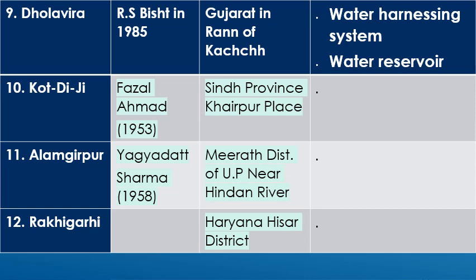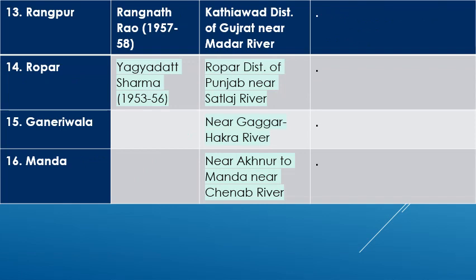Kot Diji, Fazal Ahmad 1953, Sindh province, Khairpur. Alamgirpur, Yagyadatt Sharma, Meerut district of UP near Hindon river. Rakhigarhi, Haryana, Hisar district. Rangpur, Rangnath Rao 1957 to 58, Kathiawar of Gujarat near Madar river. Ropar, Yagyadatt Sharma 1953 to 56, Ropar district of Punjab near Sutlej river. Ganweriwala, a place near Ghaggar-Hakra river. Manda near Akhnoor, near Chenab river.